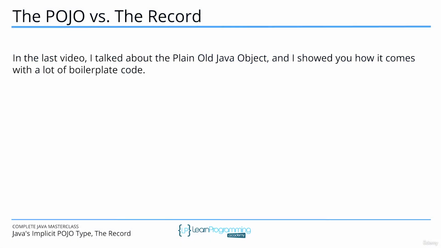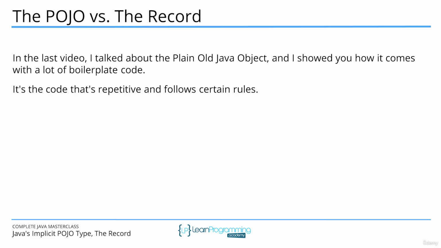In the last video, I talked about the plain old Java object, and I showed you how it comes with a lot of boilerplate code. It's the code that's repetitive and follows certain rules. In my case, I had a constructor with parameters for every field in my class, as well as getters and setters for each field. I also set up a toString method on this class, so I could print out all the fields in my class in a nicely formatted way.